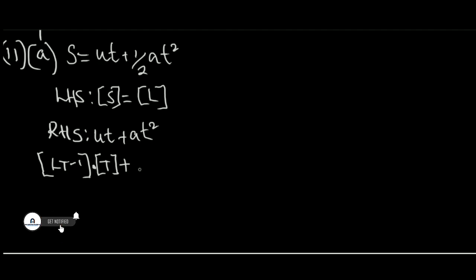Then we add A. A is acceleration, and by now I believe we all know how to come up with the dimensions of physical quantities. So for A, the dimensions are [L t^-2]. Then we indicate brackets like this. Then we multiply with t, which is time, and since it is squared, we also square our dimension like that. So this is what we have on the right hand side.